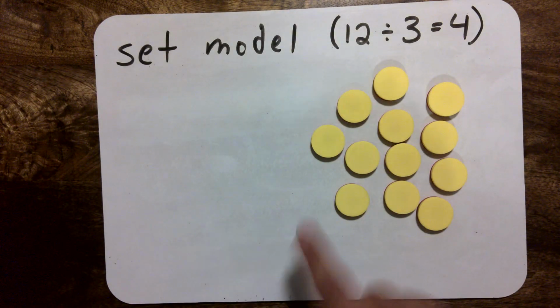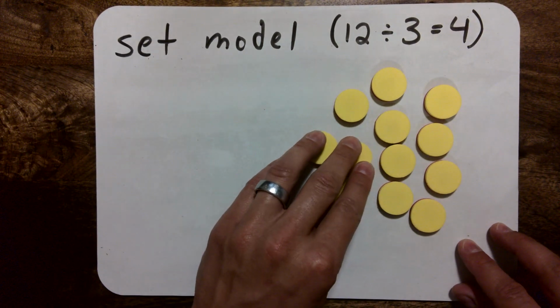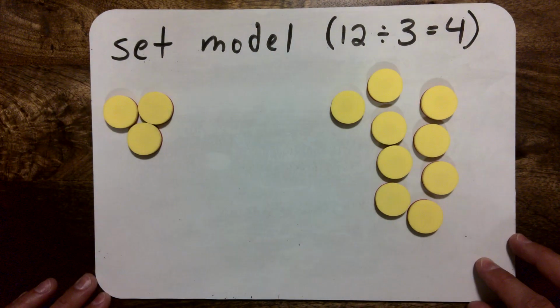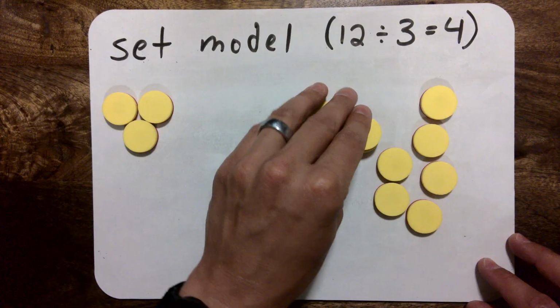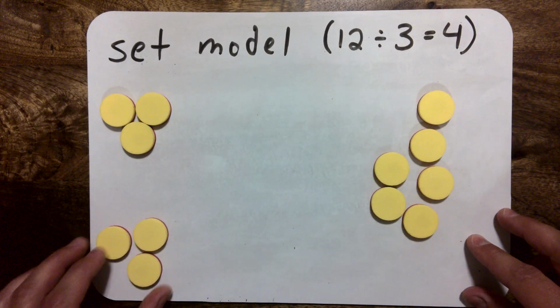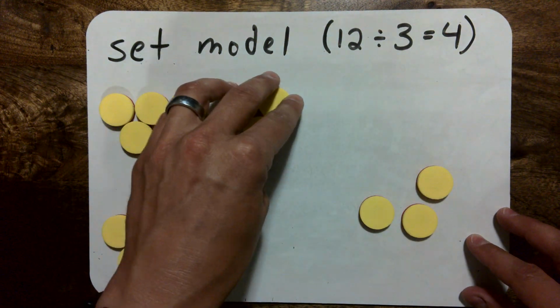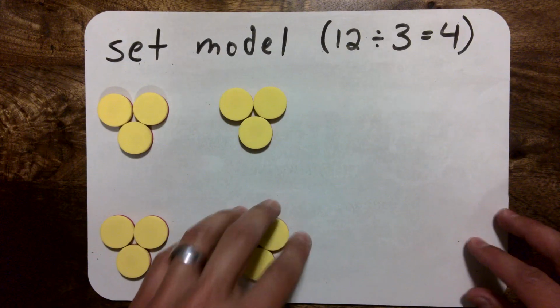So rather than putting this one at a time into different groups, I know that each group has to have a size of 3. So I'll make one group right there that has a size of 3. Okay, so that's one group right there. I'll take a second set of 3 and make another group there. That's 2 groups. 3 groups that have a size of 3. And then finally 4 groups that have a size of 3.